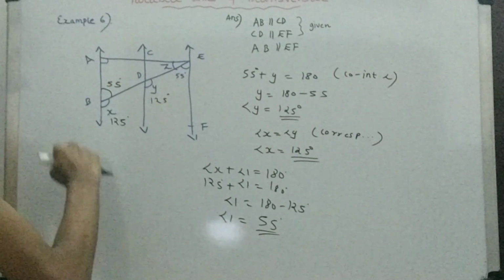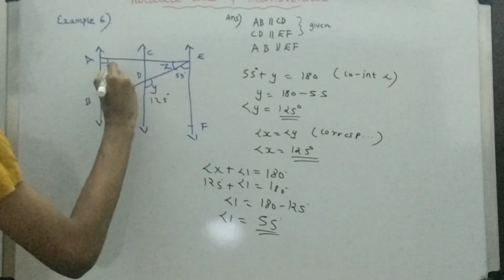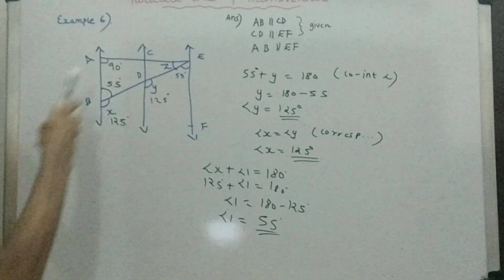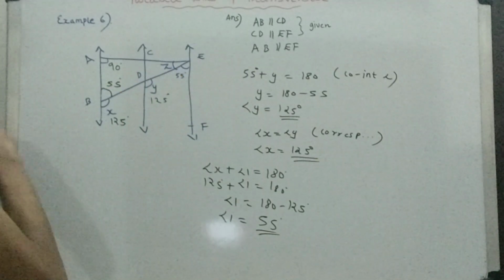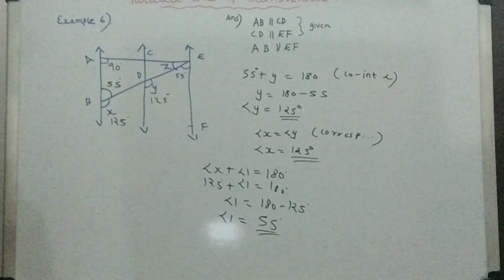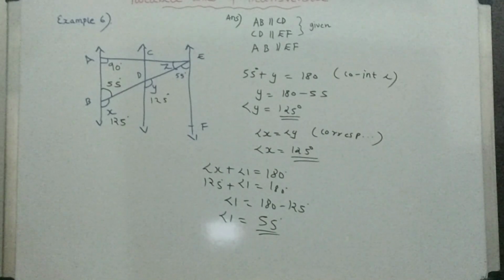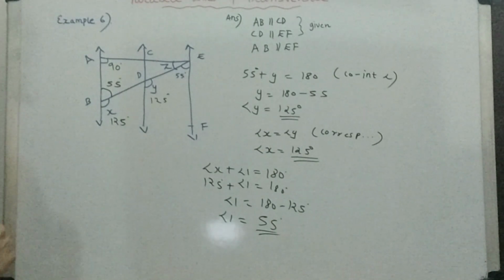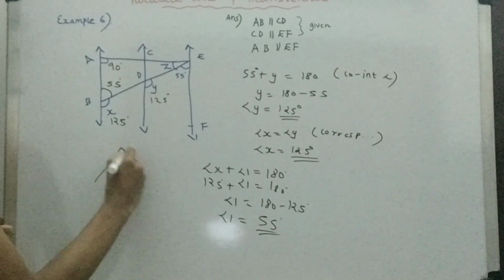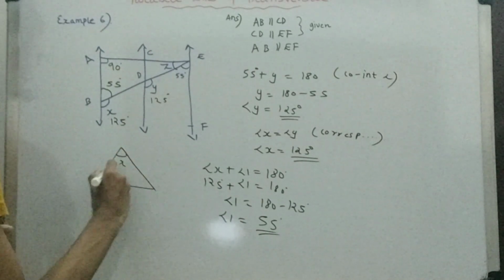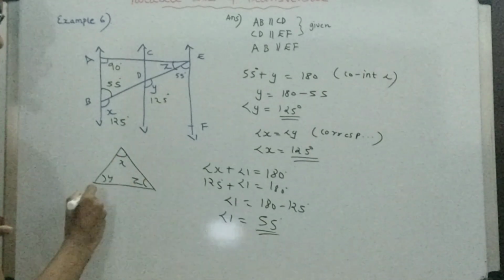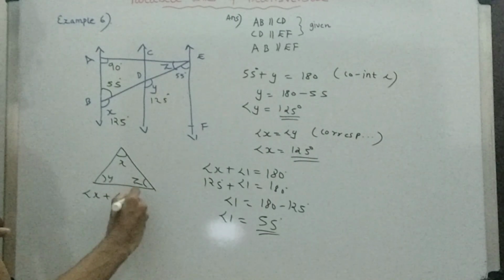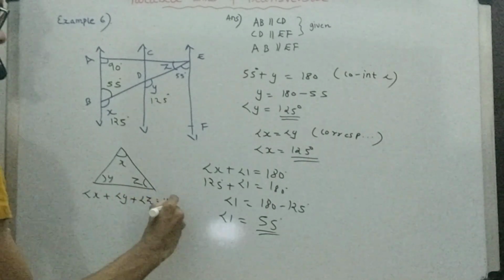Now if you see over here, this angle is 55 degrees. This angle was given in the question to be perpendicular, so this angle will be 90 degrees. Now you can see this is a right angle triangle, and we know that the sum of all angles of a triangle is equal to 180 degrees. It is something we will learn in our next topic, but you can just make a note of it. If there are three angles x, y, z inside the triangle, then the total sum, angle x plus angle y plus angle z, is equal to 180 degrees.